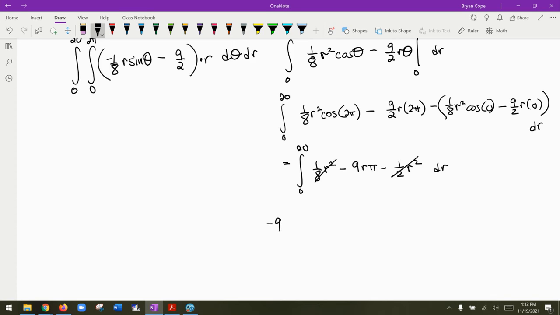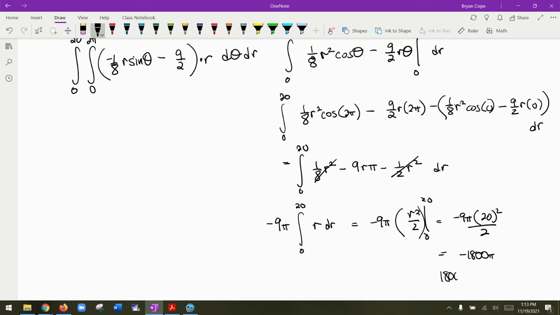And we've got then negative 9 pi times the integral from 0 to 20 of r dr. So negative 9 pi times r squared over 2 from 0 to 20. So that's 400 over 2, that's 200. So we got negative 1800 pi. The reason it's negative is because the depth of the water is below. So our volume is 1800 pi cubic feet. I like that problem. I think it's pretty cool.